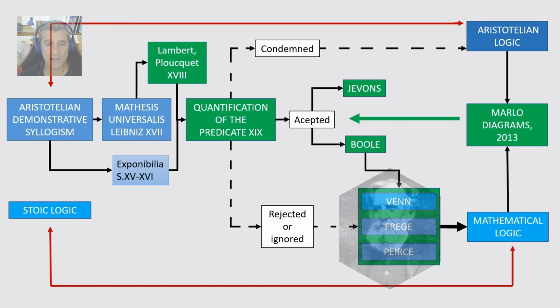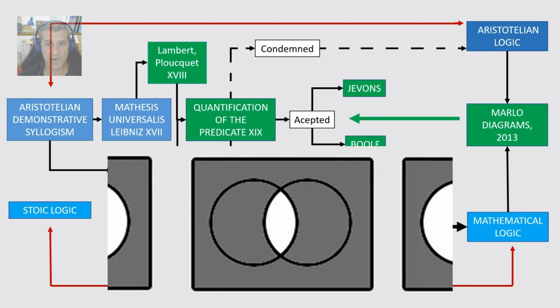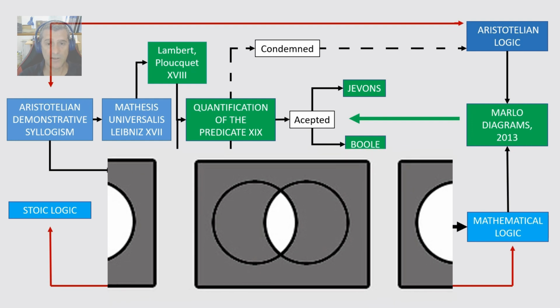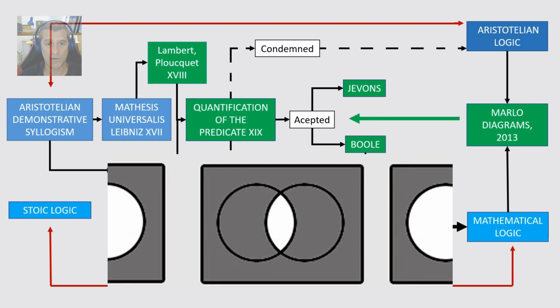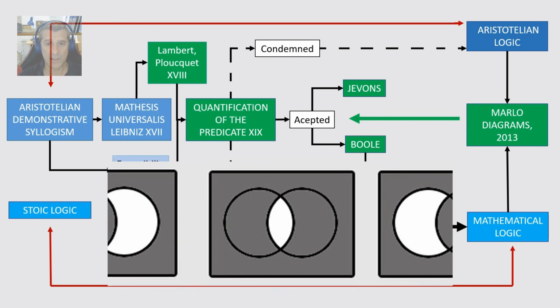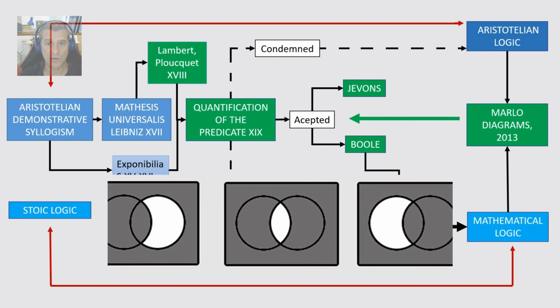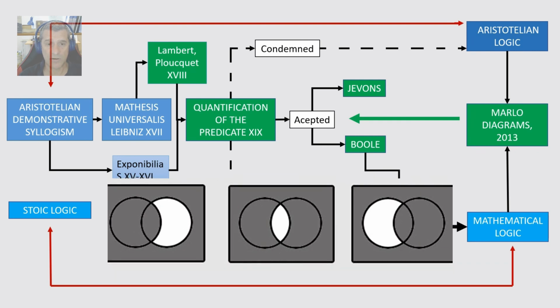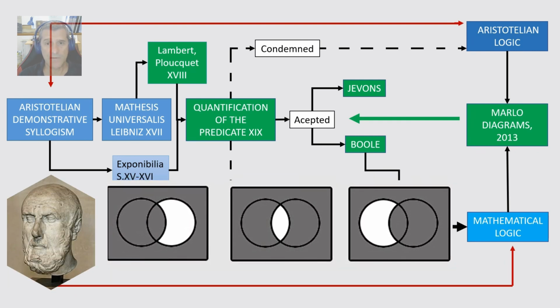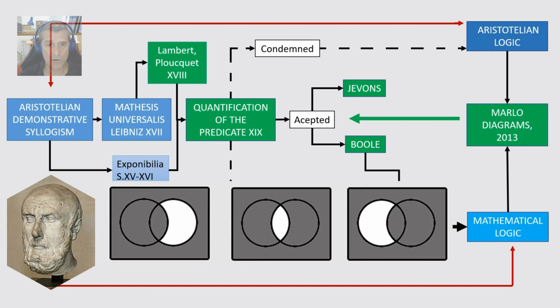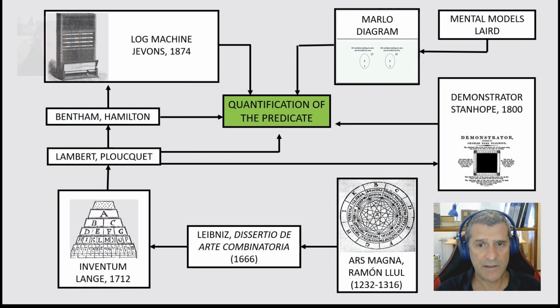In the late 19th century, the logic of classes of Venn was victorious, and the quantification of the predicate fell into oblivion. Mathematical logic proclaimed its independence from the Aristotelian tradition and sought its own origins in Stoic logic. But we believe that another way of understanding logic was possible, more related to common sense and the philosophical tradition. In fact, the first logic machines were built from the paradigm of the quantification of the predicate.